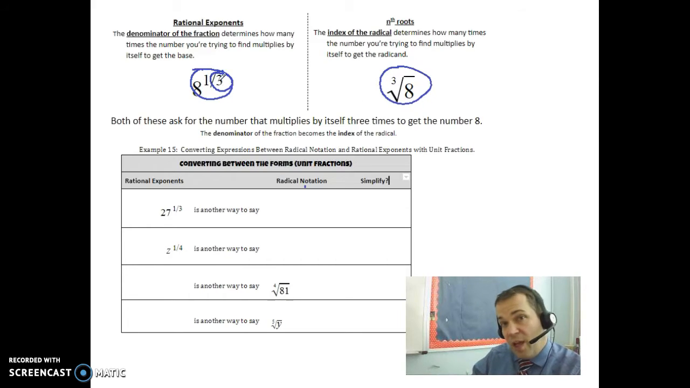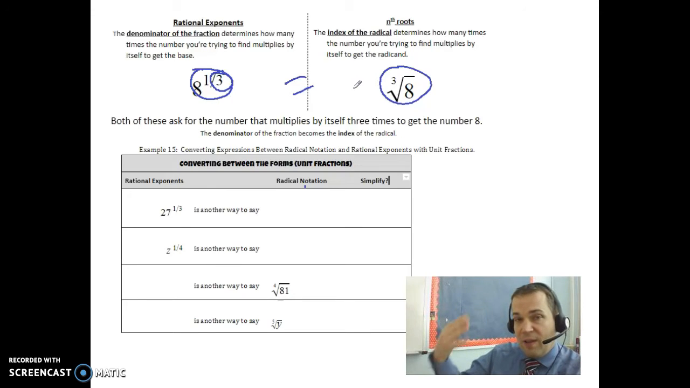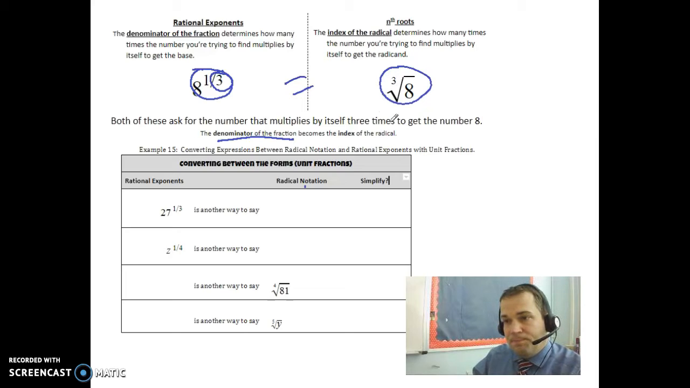One uses a rational exponent and the other one uses radical notation. And we really can just convert from one or the other. And depending on which we prefer or what the question is asking us to do, or in a multiple choice situation, how the answers look, we just want to be aware of that conversion. And it's as simple as recognizing that the denominator of a fraction in a rational exponent becomes the index of the radical.